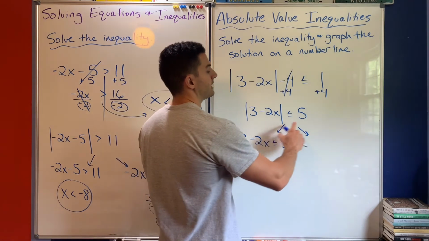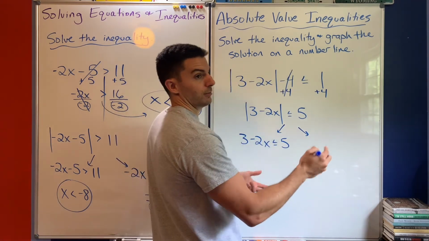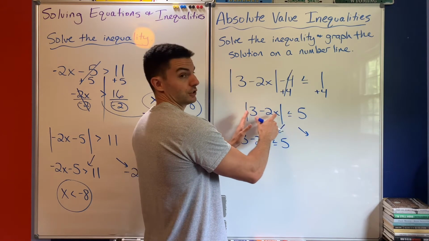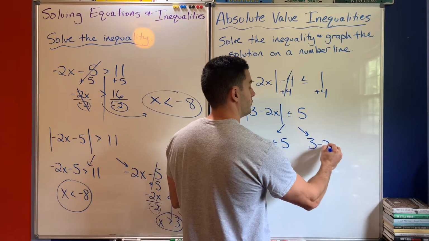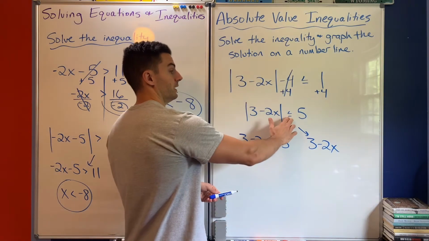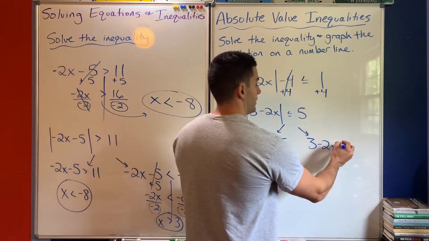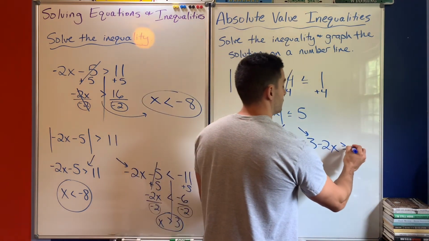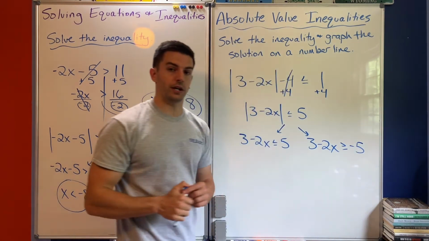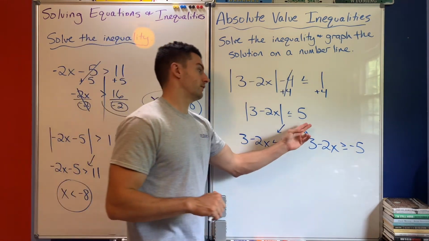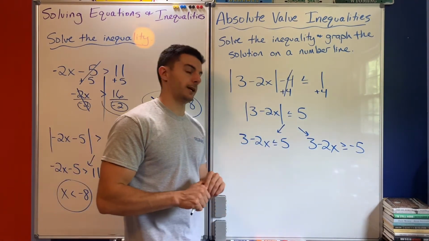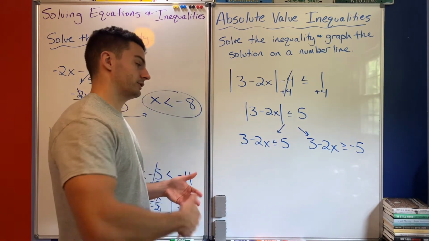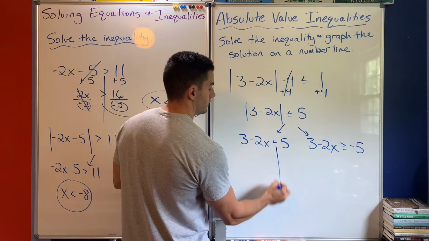But my second one, again, this is where the double flip happens. So it's going to be the same thing here on the left, just without the absolute value bars. So 3 minus 2x, and then double flip. I flip around the inequality sign to greater than or equal to, and then I change this positive 5 to a negative 5. So flip the inequality sign, flip this from positive to negative.